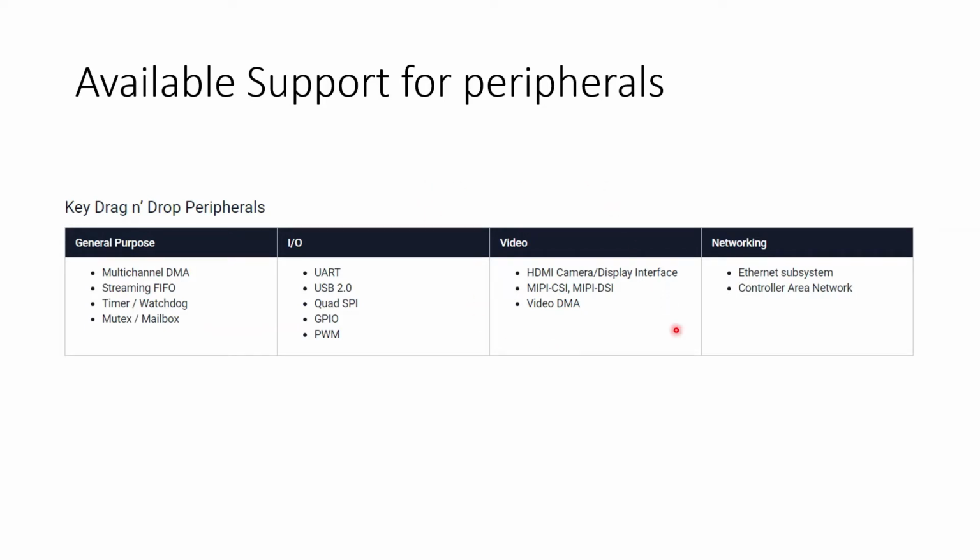Next, the available support for peripherals. In MicroBlaze we have the block design, and in block design we have the drag and drop facility. In drag and drop you have a lot of peripherals available, such as the multi-channel DMA, streaming FIFO, timer or watchdog, then some IO like UART, USB, quad SPI, GPIO, PWM. For video you have HDMI, a video DMA, and for networking you have Ethernet, and then the controller area network, that is the CAN interface.